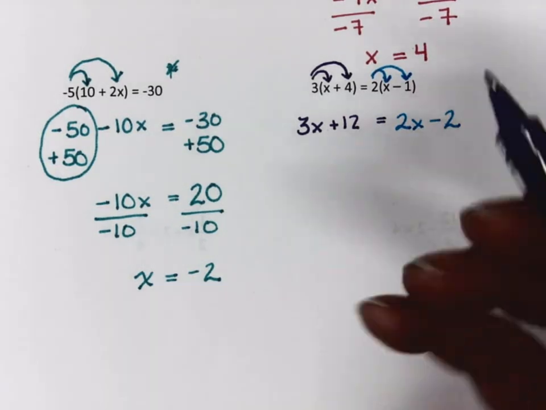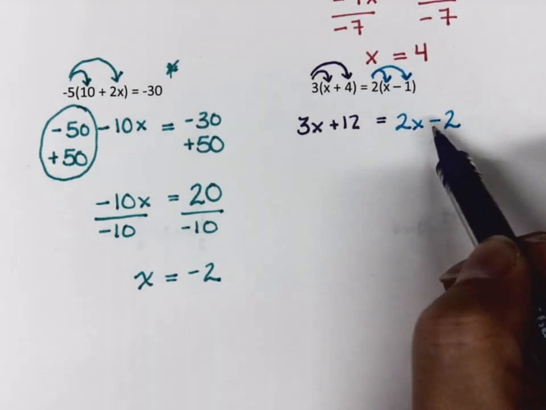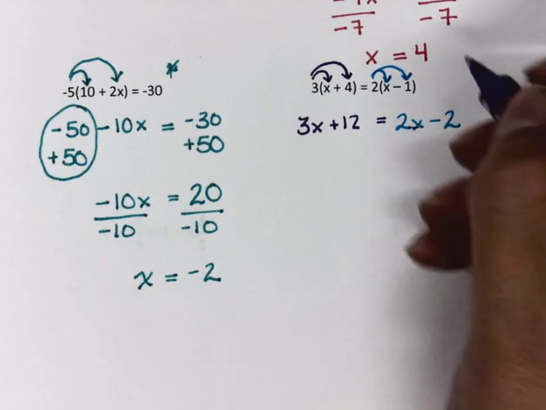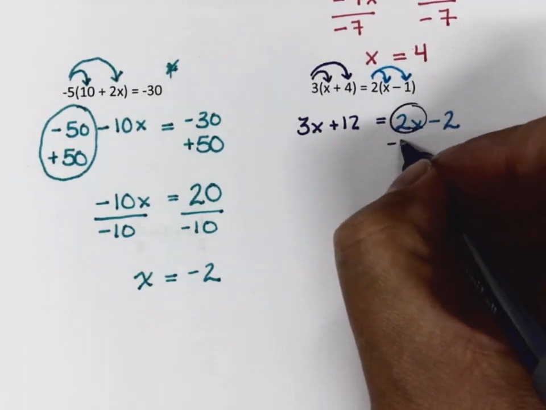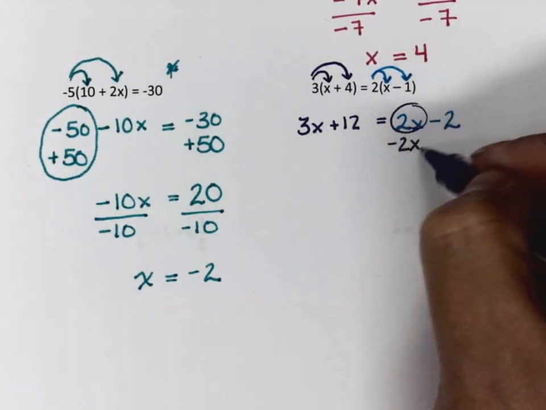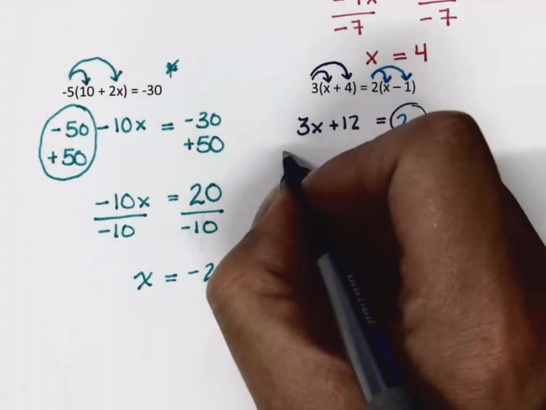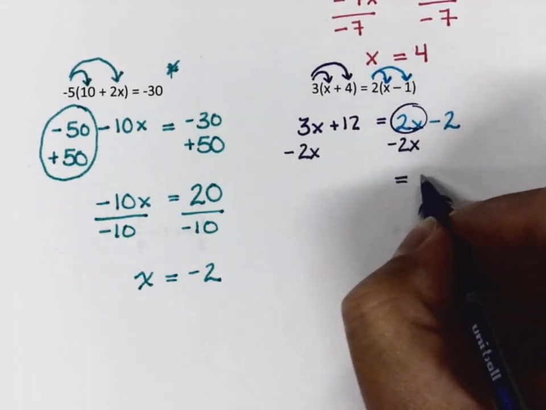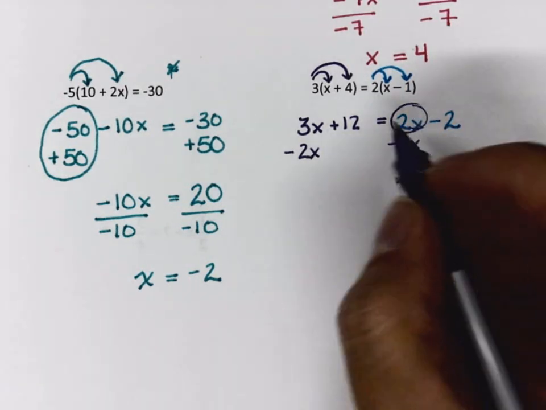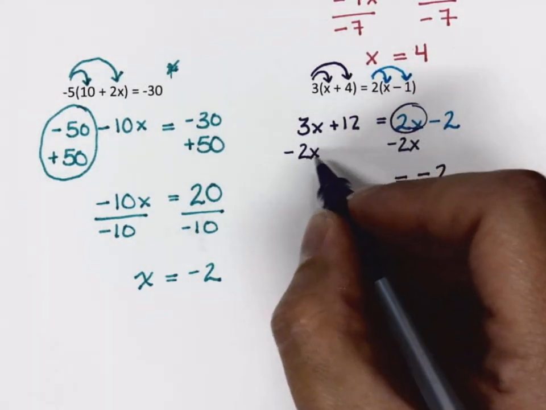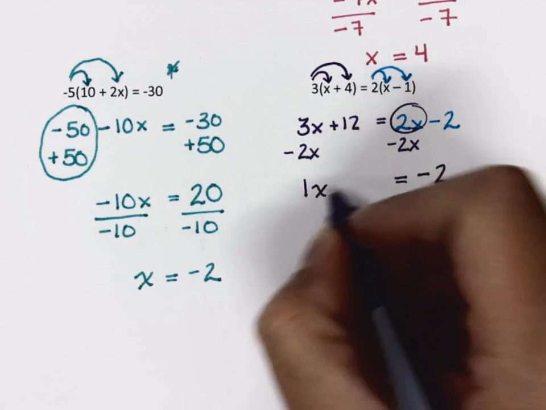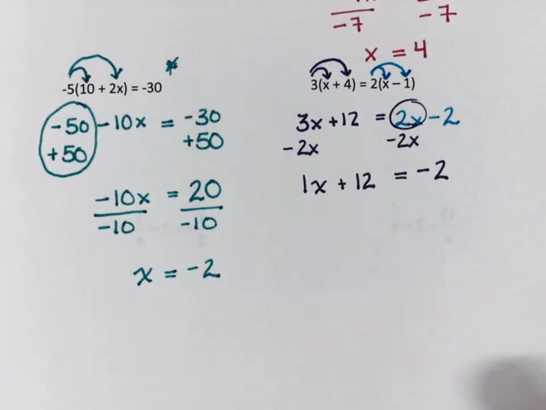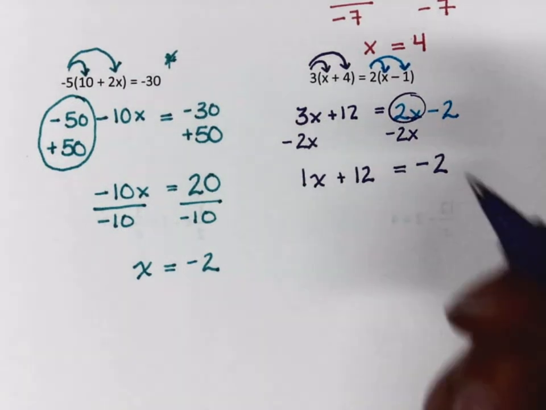Okay, so now I'm going to bring, like I said, I like when I have different sets of x's to bring them all to the left-hand side. So I'm going to bring this guy over. So I'm going to minus 2x, because that's going to get rid of that whole term. I'm going to minus 2x on this side. So I'm going to be left with a minus 2 on this side. And 3x minus 2x is 1x plus 12. I didn't need to write the 1, but I did it anyway.